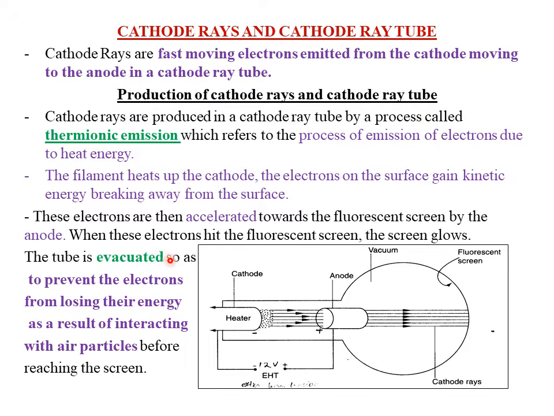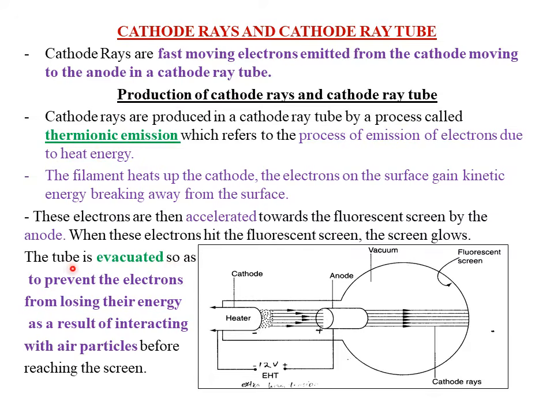Then the tube is usually evacuated. To evacuate is simply to remove the air, or simply to create a vacuum. So you can see this is a vacuum, so we remove all the air. You can use a vacuum pump to remove the air from the cathode ray tube. Why is it that we need a vacuum inside here, or we need an evacuated tube?